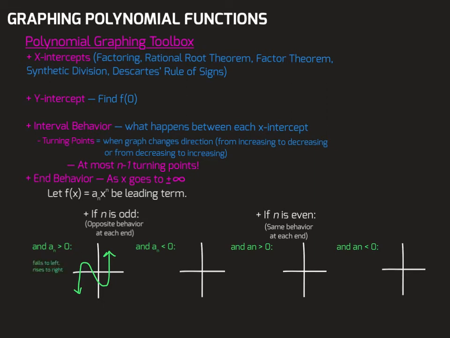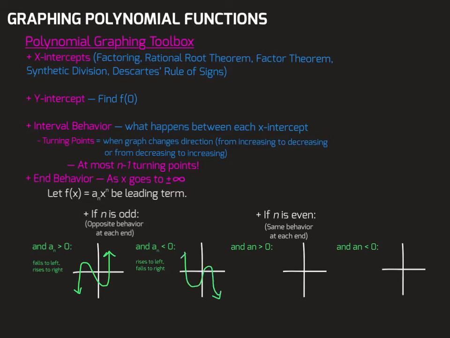Bet you can guess what's going to happen if we switch the leading coefficient to be negative. Again, think of a linear function with a negative slope. What happens to the left and to the right? That's right, it should actually fall to the right this time.